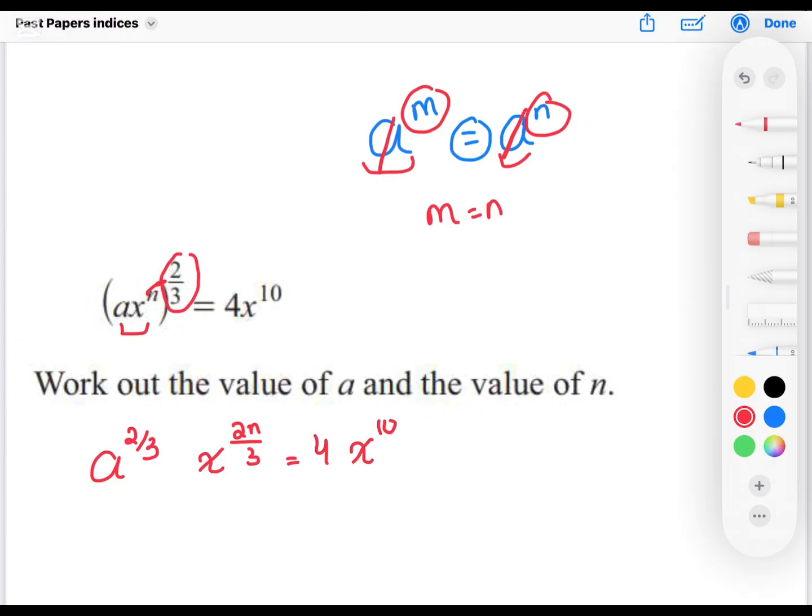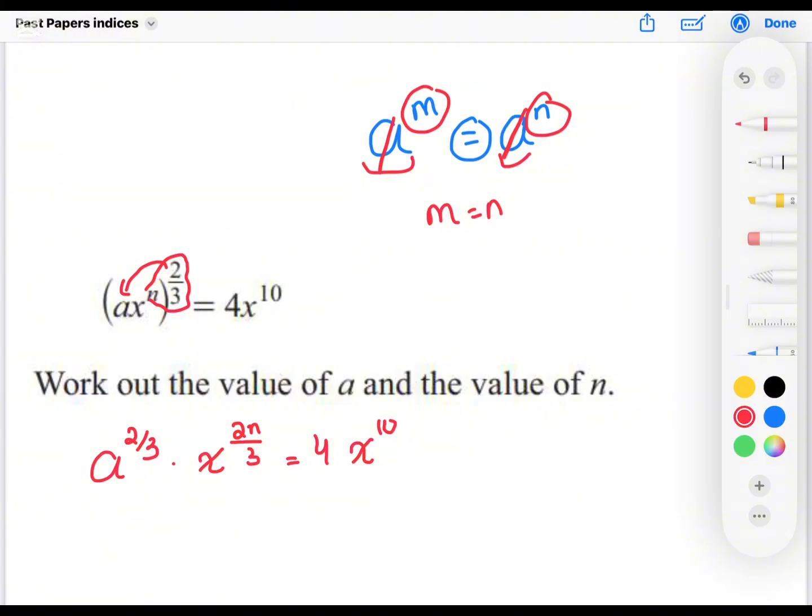Okay, I hope the first step is clear. I will repeat the first step again. You can see that in the first step, the power on the bracket is 2 upon 3. So 2 upon 3 is a power on the bracket, so it will go to a and x raised to the power n. So a raised to the power 2 upon 3, and this n will be multiplied with this 2 upon 3, so it will become 2n upon 3. So now the question is a raised to the power 2 upon 3 multiplied by x raised to the power 2n upon 3 is equal to 4x raised to the power 10.